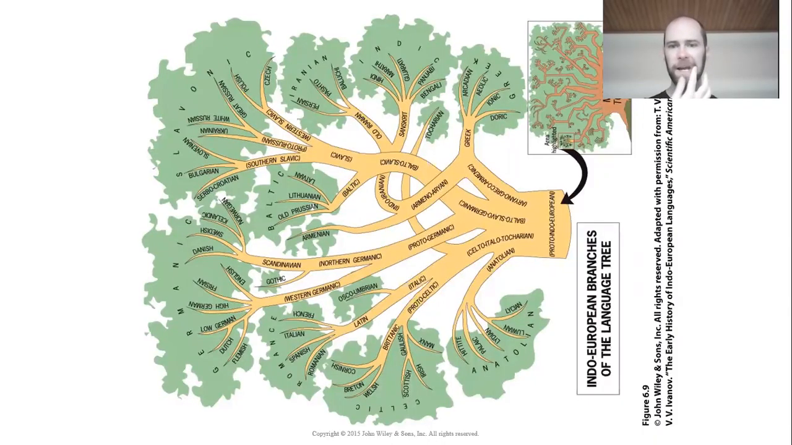So this is a tree that was developed of all of the languages that came out of the Proto-Indo-European language. And it works in a similar way to an evolutionary tree, I guess, where further distant languages, like Greek and Germanic languages, or Greek and Romance languages, are quite separated. They split off from each other right at the start.